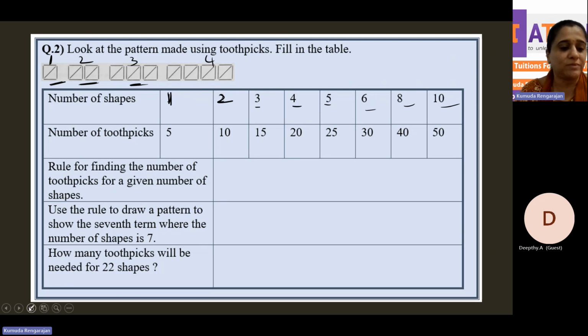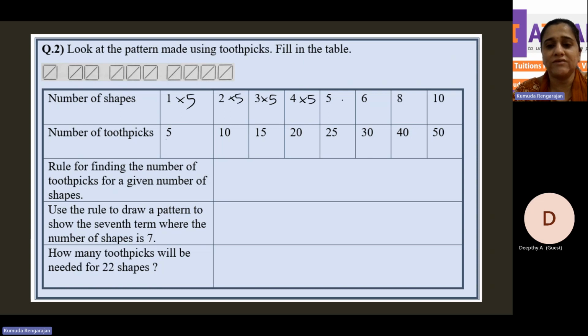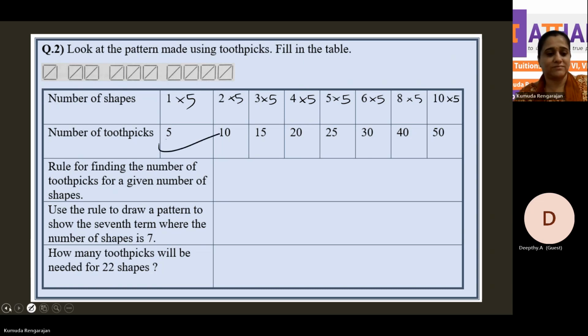Number of toothpicks. So the number of toothpicks will be 1 into 5, 5; 2 into 5, 10; 3 into 5, 15; 4 into 5, 20; 5 into 5, 25; 6 into 5, 30; 8 into 5, 40; 10 into 5, 50. Is this fine? Can I answer the second one?